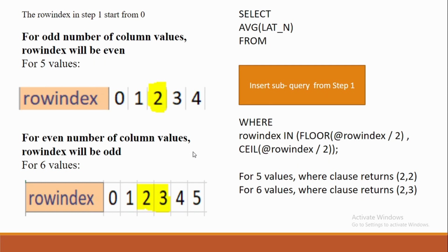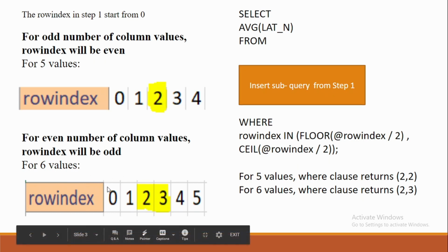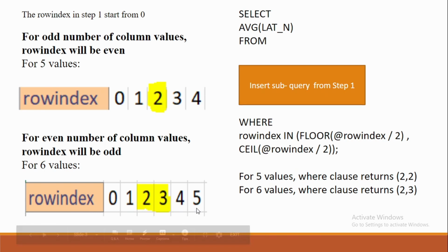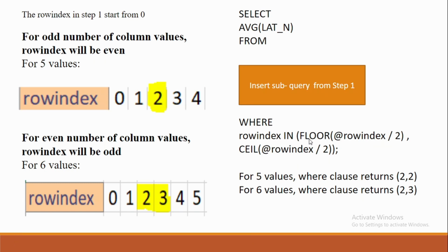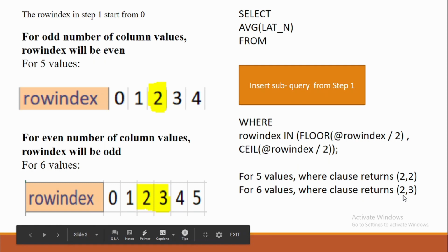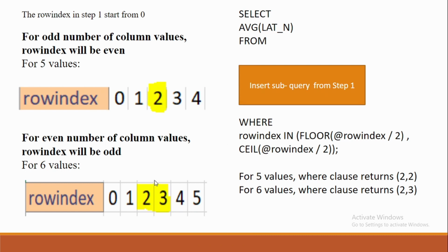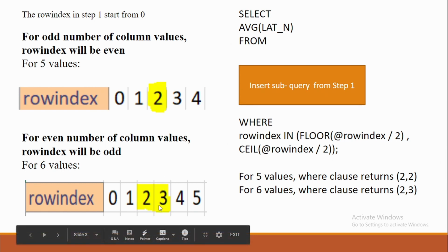If there is an even number of values in the column, let's say we have 6 values, the raw indexes will start from 0 and end at 5. The last raw_index attached to this variable would be 5. 5 divided by 2 will give you 2.5. If we apply the floor function to it, we will get 2. If we apply the ceil function to 2.5, we will get 3. So a list containing 2 and 3 as indexes will be returned from the where clause. The average of the values associated with these two indexes will be given as the median.